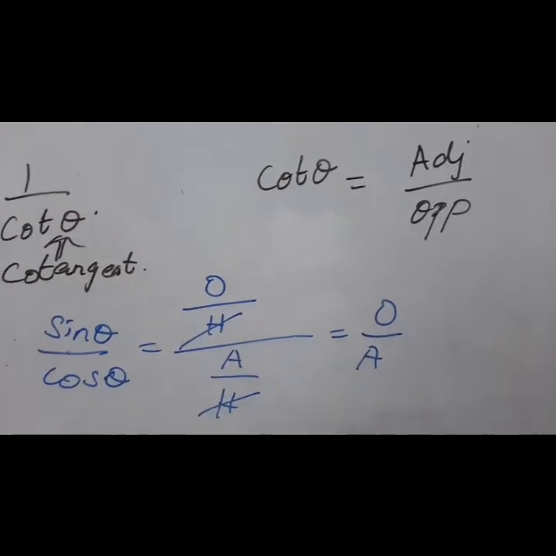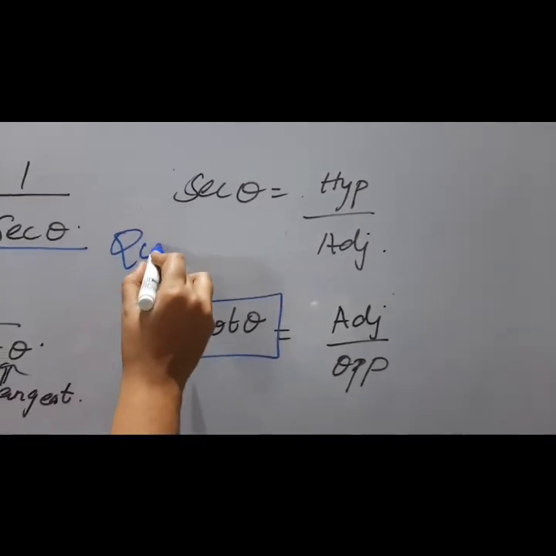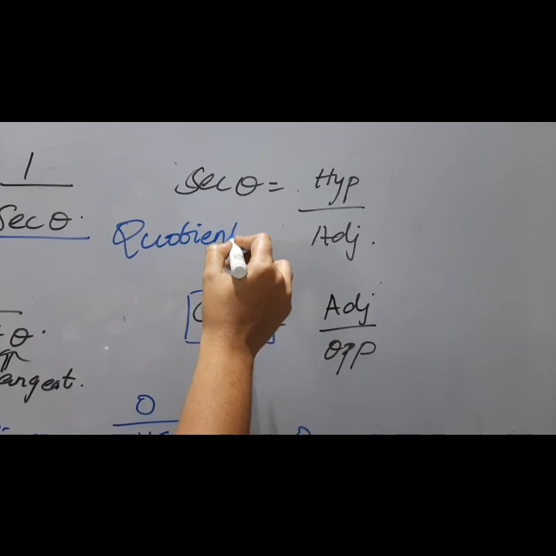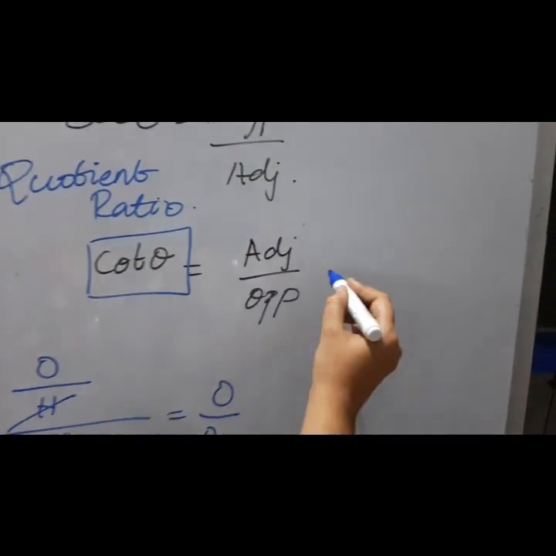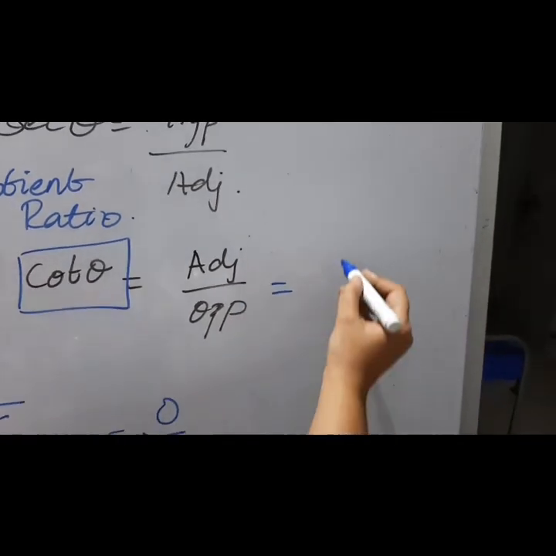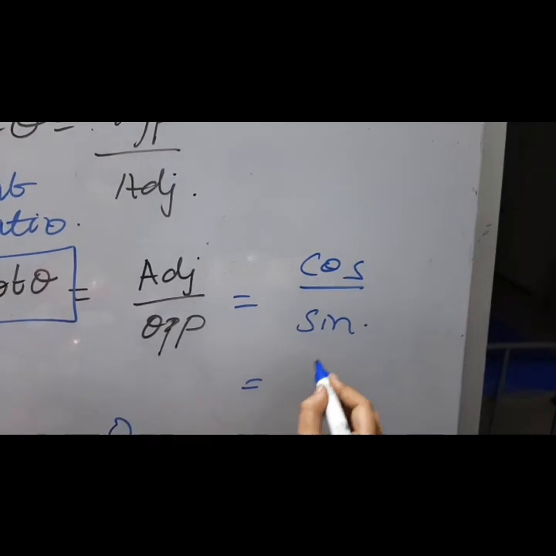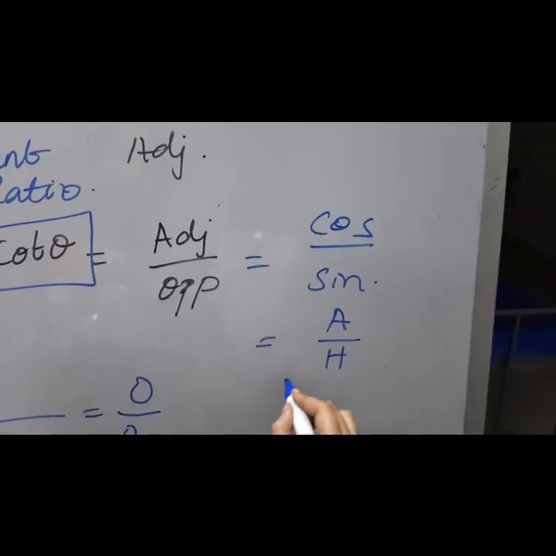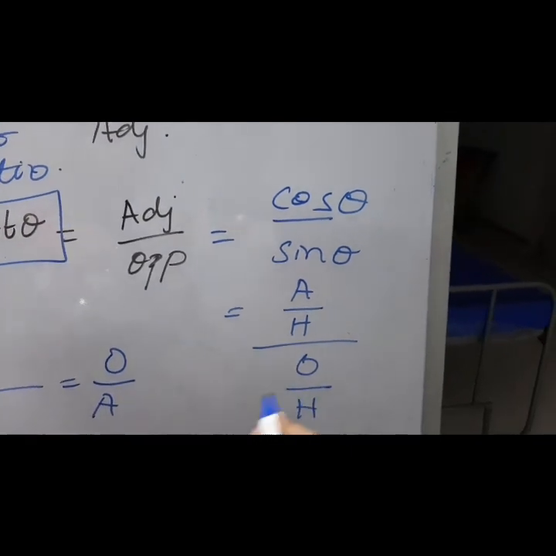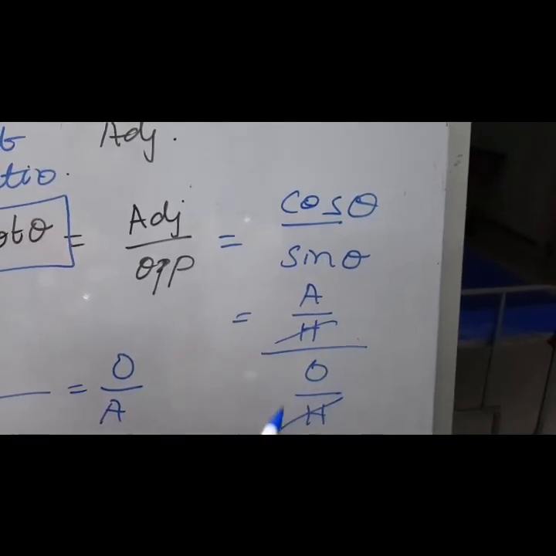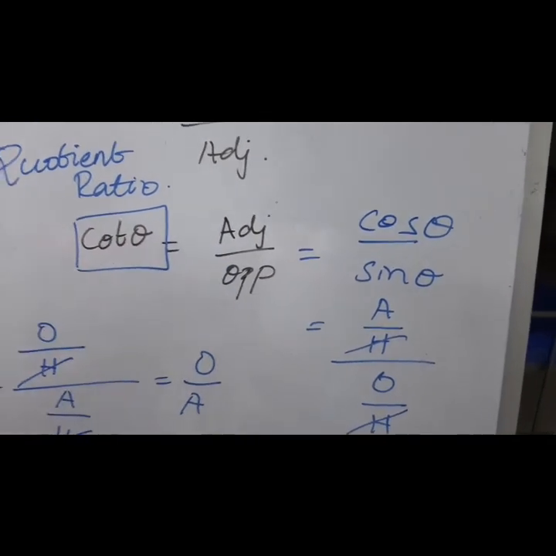The same way, cot theta is also a quotient ratio, which can be got by dividing cos by sine. So what is cos? Adjacent upon hypotenuse. What is sine? Opposite upon hypotenuse. When I cancel this term, I get adjacent by opposite. Adjacent upon opposite is cot theta.